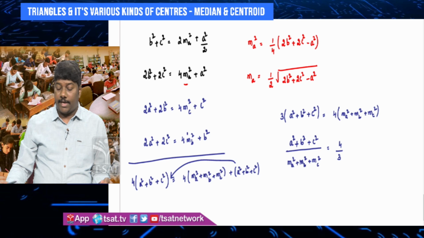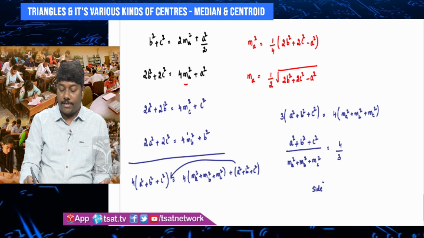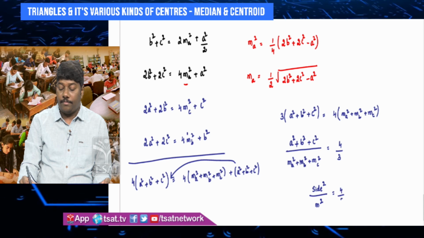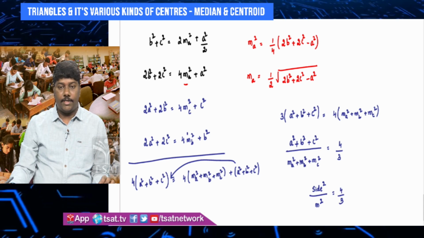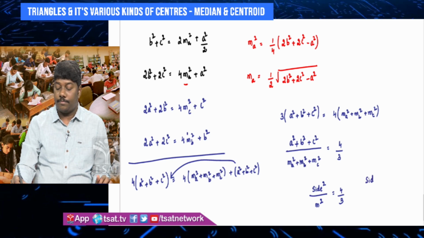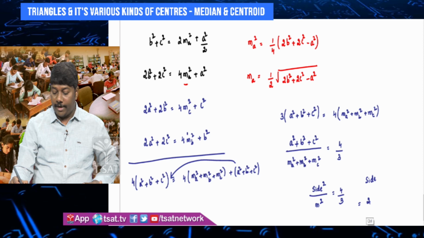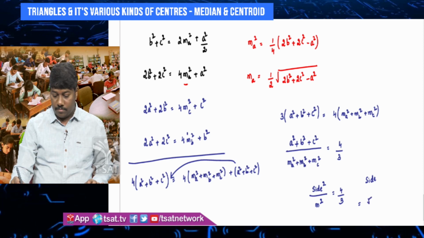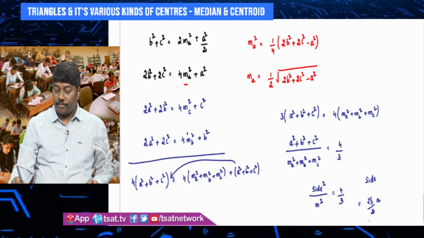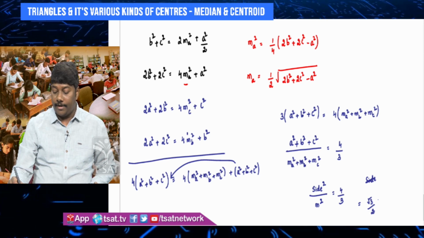In an equilateral triangle, I can simply say side square by median square is equal to 4 by 3, because all the medians and all the sides in an equilateral triangle are equal. Therefore, I can say the median is equal to root 3 by 2 into side.